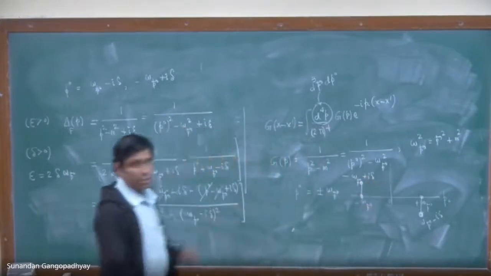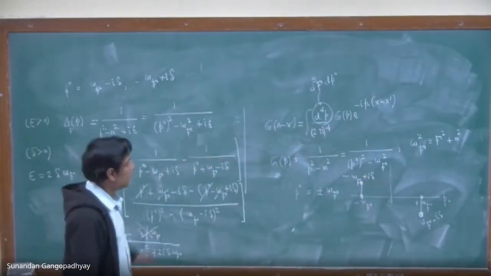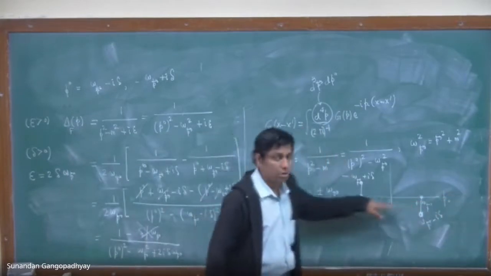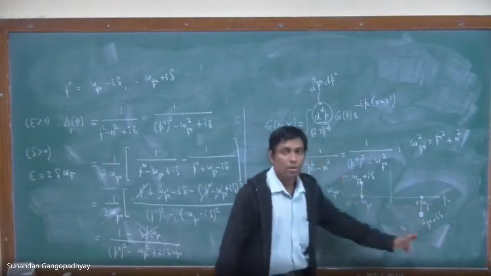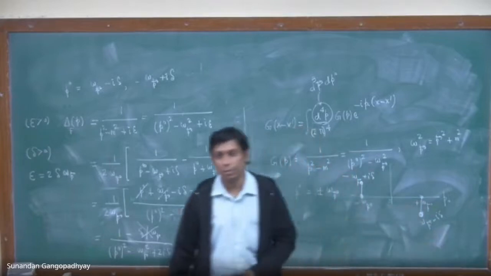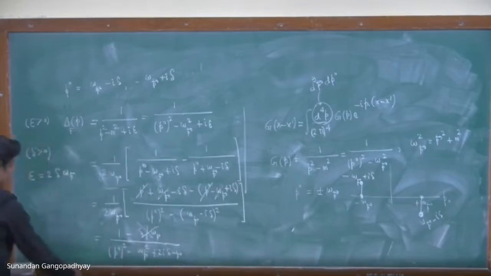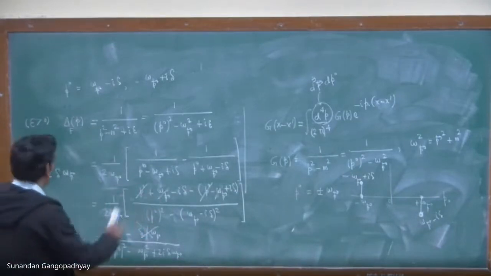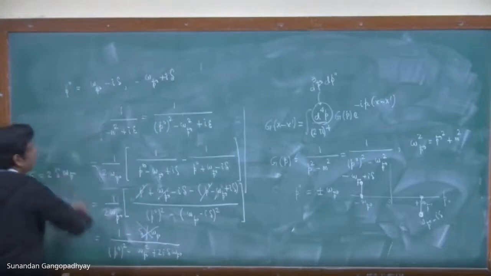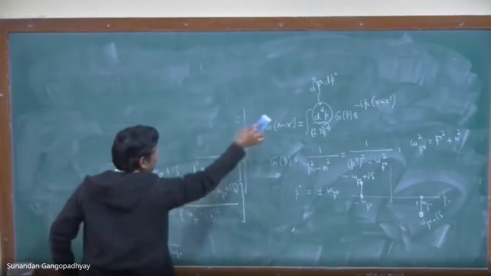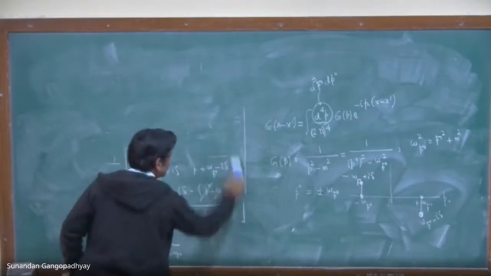So what this prescription has done is that now you can do the integration on the real line because there are no poles on the real line. The poles have been shifted to the lower half and the upper half of the complex plane. So this is what the Feynman epsilon prescription does. And now what we need to do is to just calculate the residues at those poles to evaluate this integral. So let us do that now.